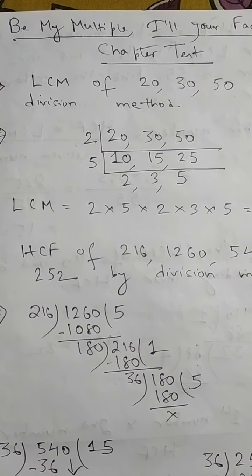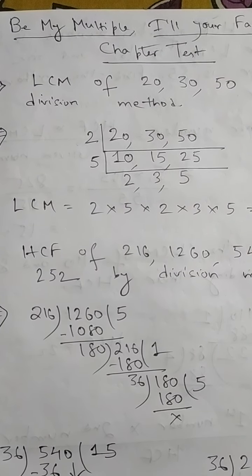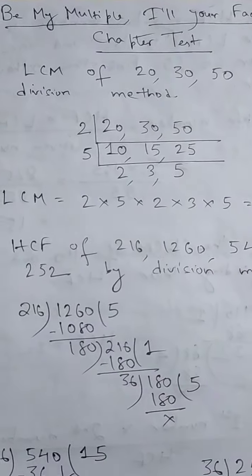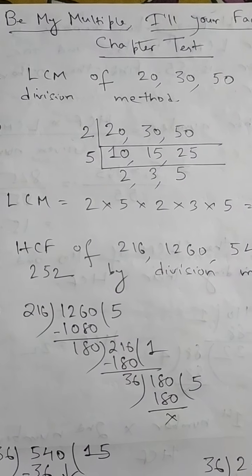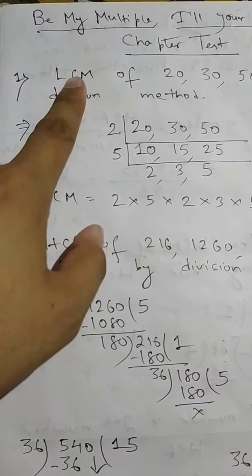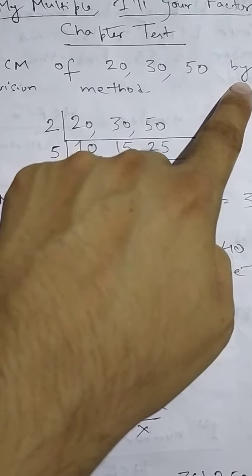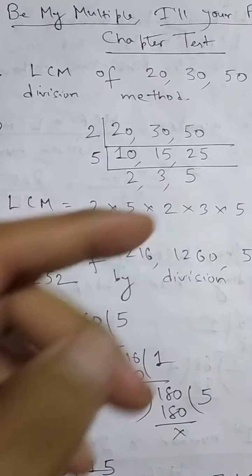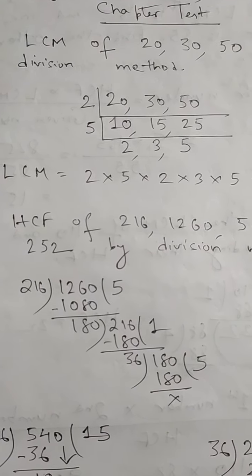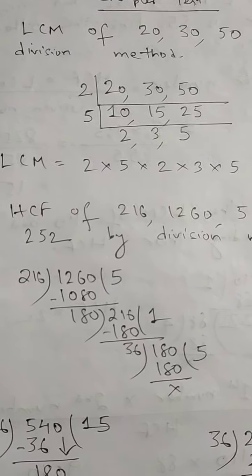Good morning, students. Today I am going to give you the solution of the chapter test, Be My Multiple, I'll Be Your Factor. Let's start. The first question: you have to find the LCM of 20, 30 and 50 by division method.